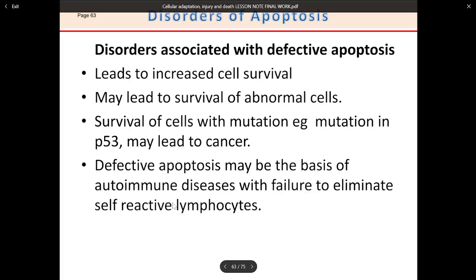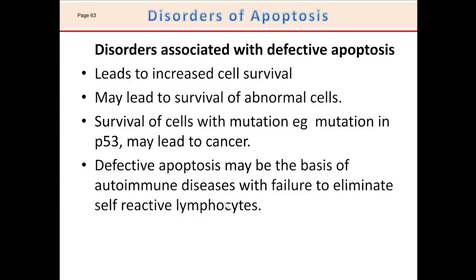So what the statement is saying is that when the process of apoptosis is defective, there's a possibility that it may be the basis for autoimmune diseases, where the immune system of an individual is attacking the body, right? So that's that.